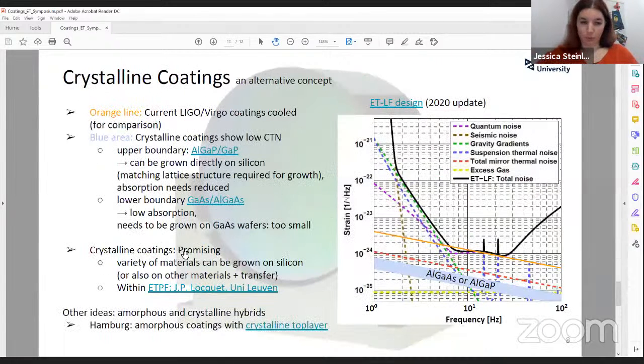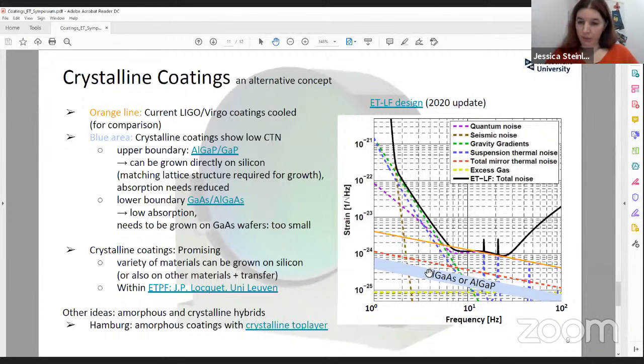So that means we might not be at the end of the story for the ET low F coatings, and here is one more option I would like to mention: crystalline coatings as an alternative coating concept. With crystalline coatings such as AlGaP or AlGaAs, coating thermal noise levels have been shown which are quite a bit below our requirements, so that looks very promising.